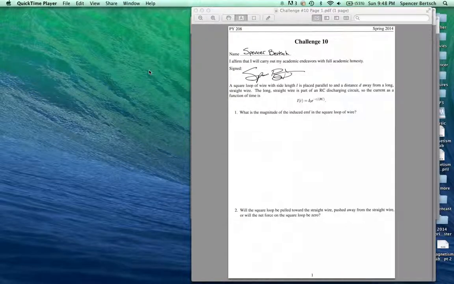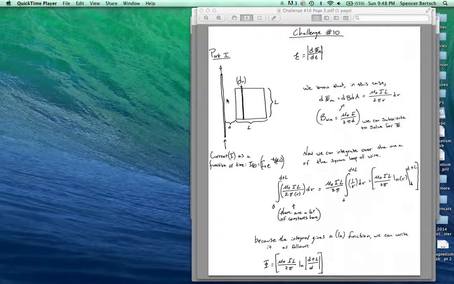Interesting problem. It outlines a current-carrying wire and a square loop of wire near that wire, and it asks us to find the magnitude of the induced EMF in that square loop. So I drew the situation right here. There's part 1 and part 2, and this is part 1.